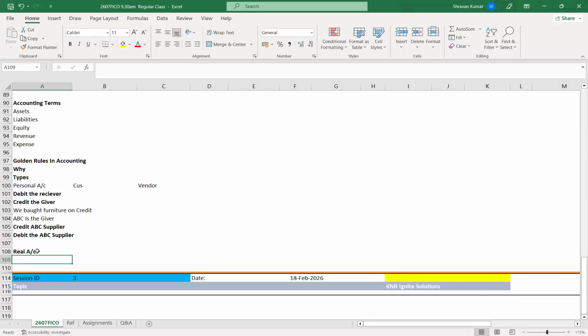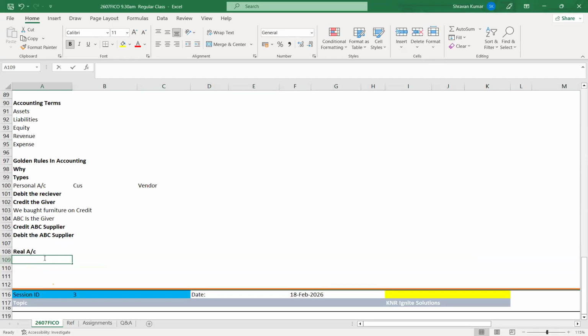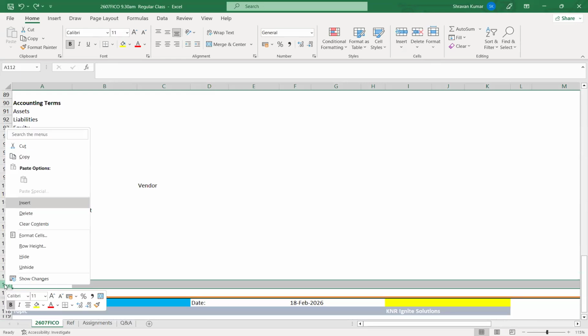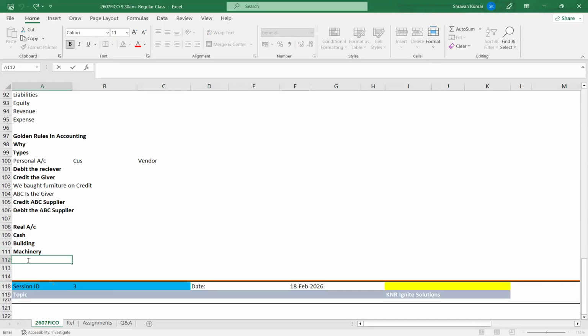So real accounts are the accounts related to the things which the business owns. Right now, the example we are carrying is a coffee shop. In that, we own cash, we own a building, I mean the place where we are running our shop. We own the machinery, the coffee machinery. So all these things which we own are part of the real account. So what the golden rules say in case of a real account: debit what comes in, credit what goes out.